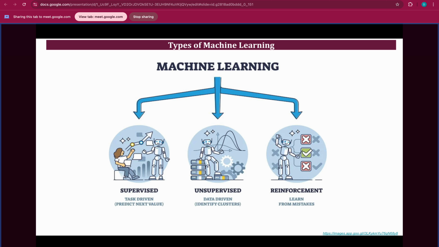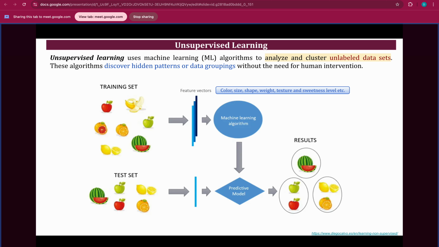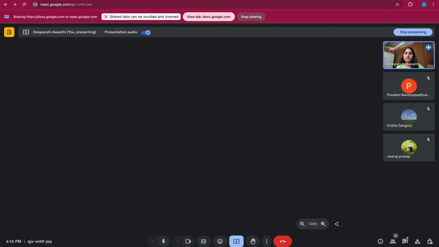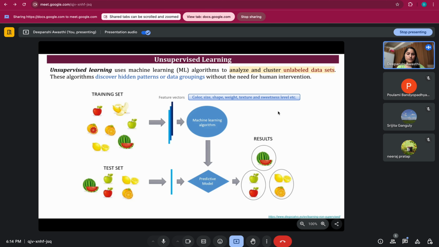We will be focusing on supervised and unsupervised for now. So firstly, let's talk about unsupervised learning. Before moving to it, I want to ask whether everything is clear till now.